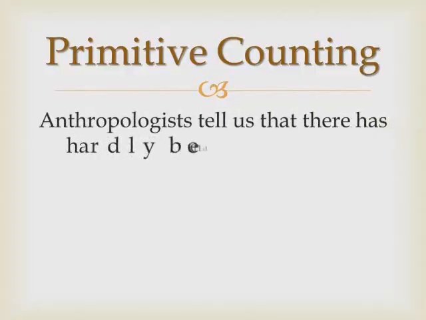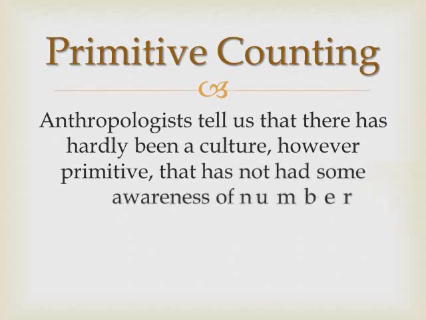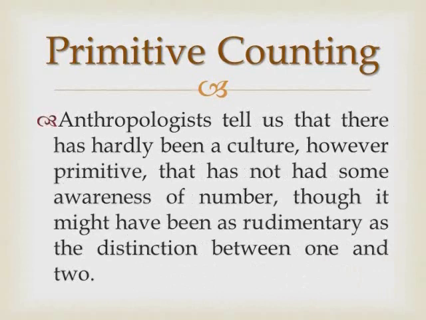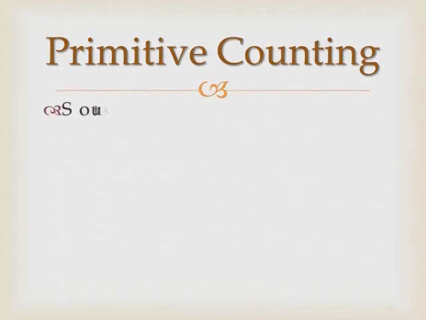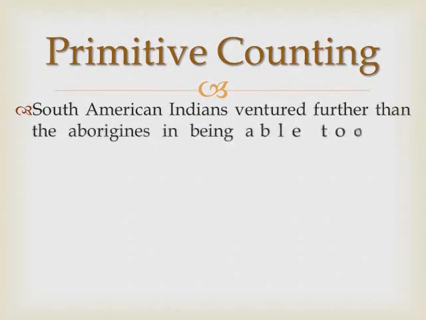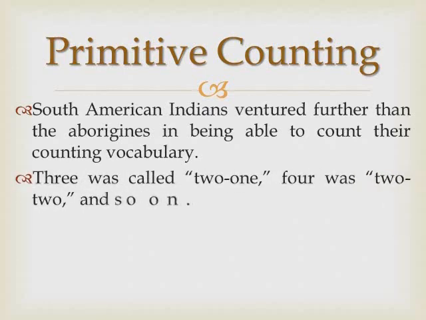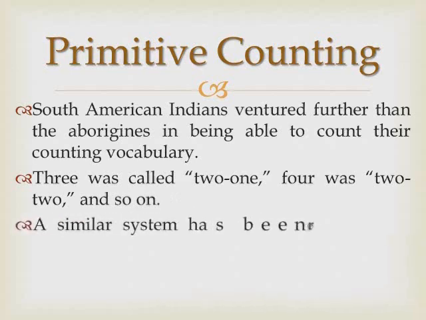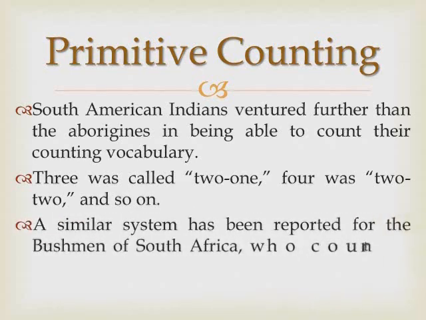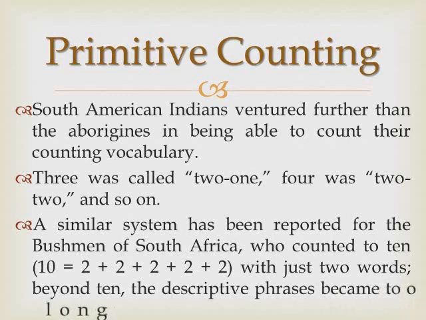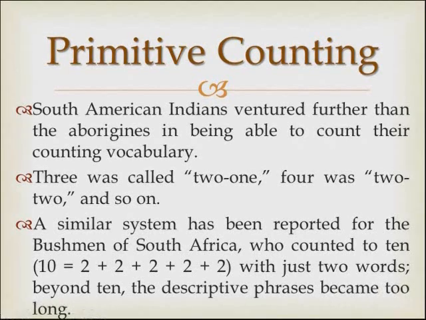Anthropologists tell us that there has hardly been a culture, however primitive, that has not had some awareness of number, though it might have been as rudimentary as the distinction between 1 and 2. South American Indians ventured farther than the Aborigines in being able to count. In their counting vocabulary, 3 was called 2-1, 4 was 2-2, and so on. A similar system has been reported for the Bushmen of South Africa, who counted to 10. 10 is equal to 2 plus 2 plus 2 plus 2 plus 2, with just 2 words. Beyond 10, the descriptive phrases became too long.